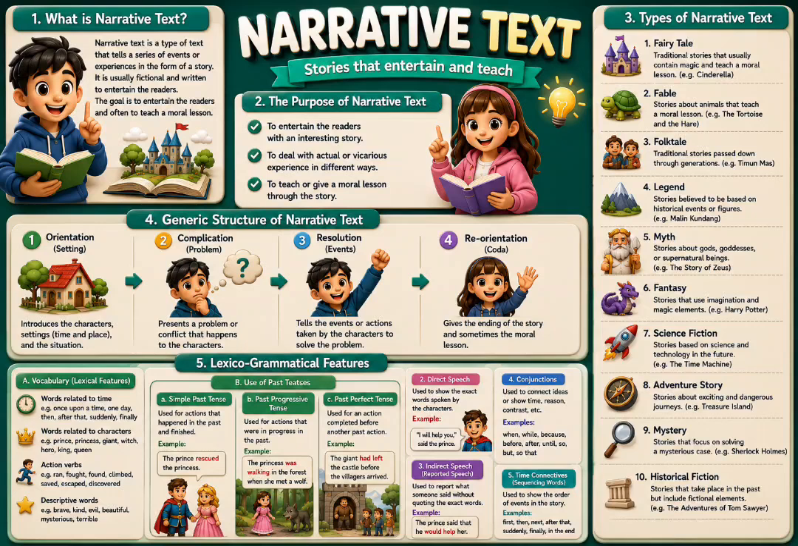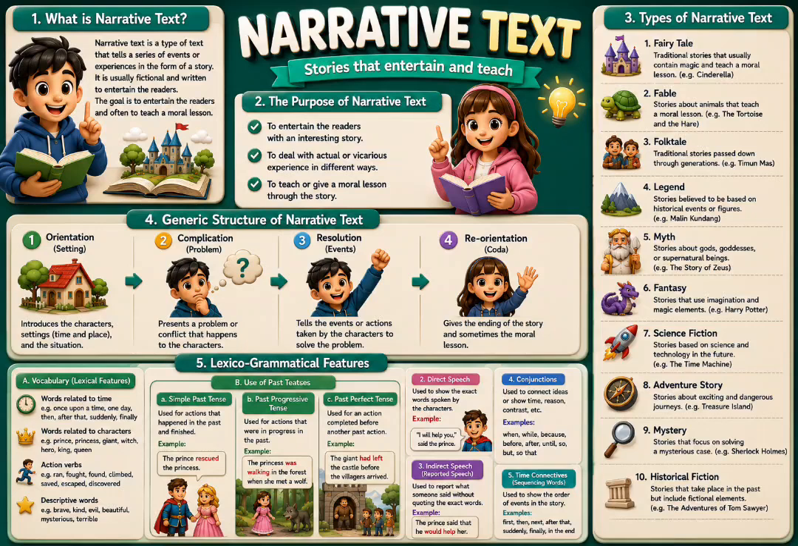Next, narrative texts often use direct speech. Direct speech shows the exact words spoken by a character. For example, "I will help you," said the prince. We can also use indirect speech or reported speech. Instead of quoting the exact words, we report what someone said. For example, the prince said that he would help her. Notice that will changes to would because the sentence is reported.